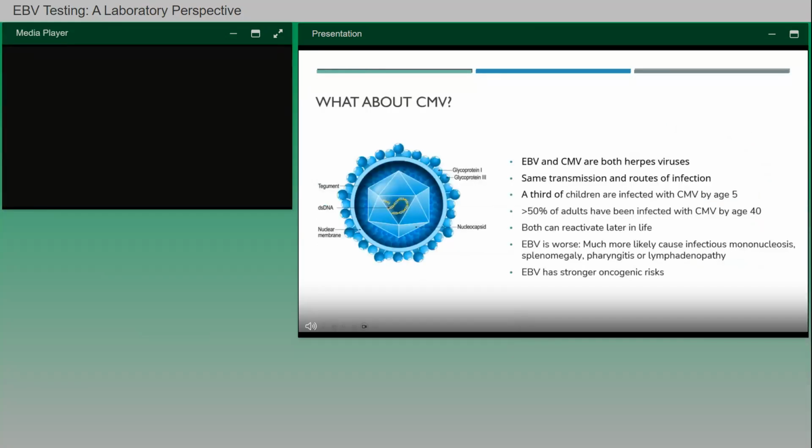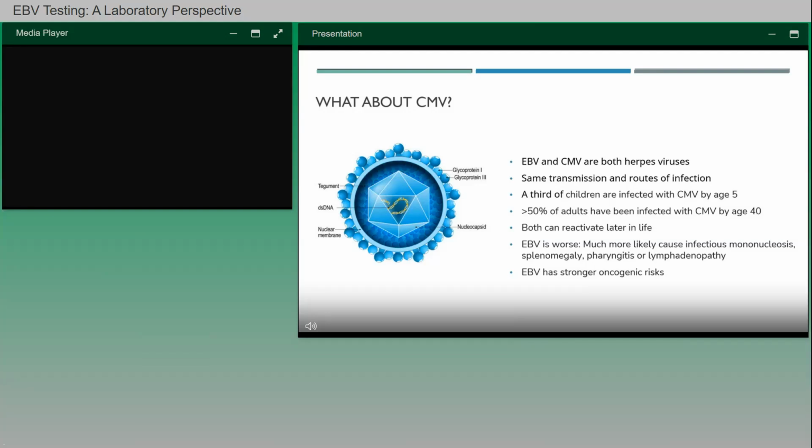Whenever I'm talking about EBV, I always talk about CMV as well, briefly, just to distinguish the two, because I found, especially with students, that people tend to conflate the two viruses because they're very similar in a lot of ways. They're both in the herpes virus family. They have the same transmission and route of infection, which is primarily through saliva, and they're ubiquitous. CMV is also present in most of us, or at least a lot of us. A third of all children are infected with CMV by age 5, and about half of adults have been infected by age 40. It's one of those global viruses, and it can reactivate later in life, just like EBV.